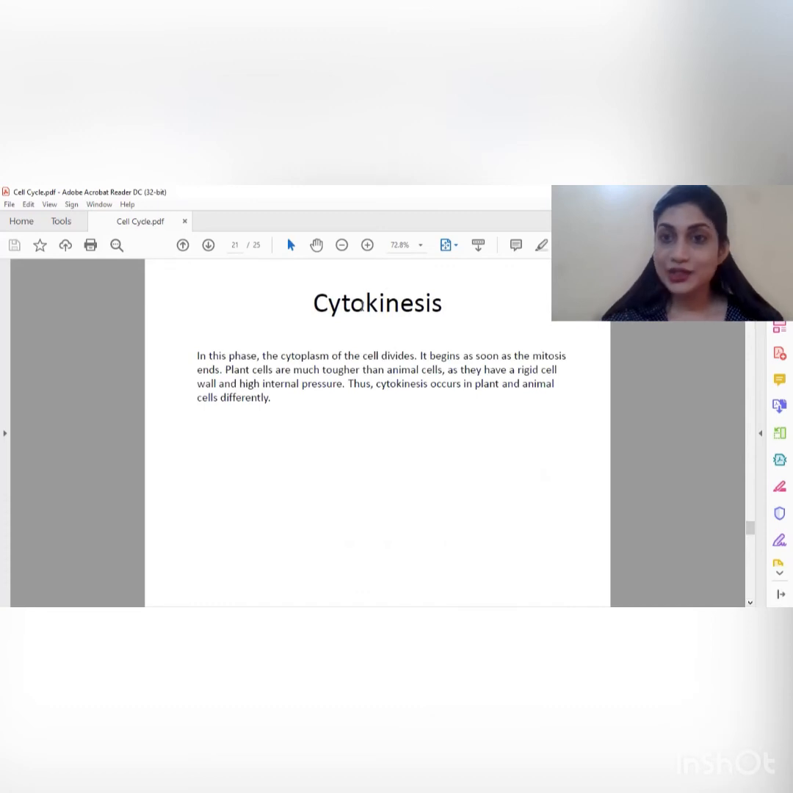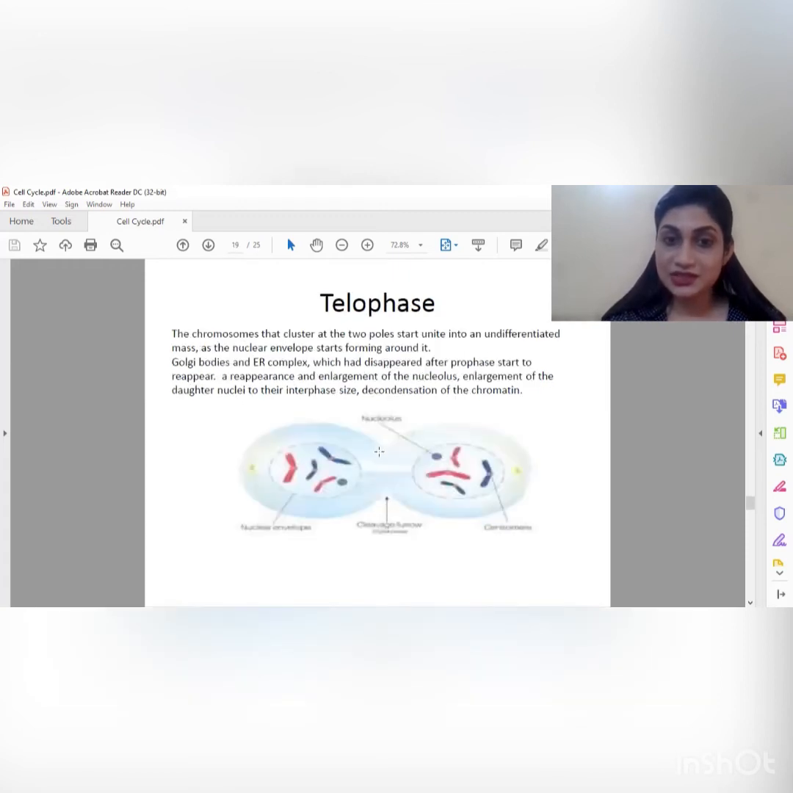Now we move to cytokinesis. In this phase, the cytoplasm of the cell divides. It begins as soon as mitosis ends. After mitosis, cytokinesis happens, so after this stage the cytoplasm will also divide. Do you see this cleavage? This will diminish, and these two daughter cells will be separated.